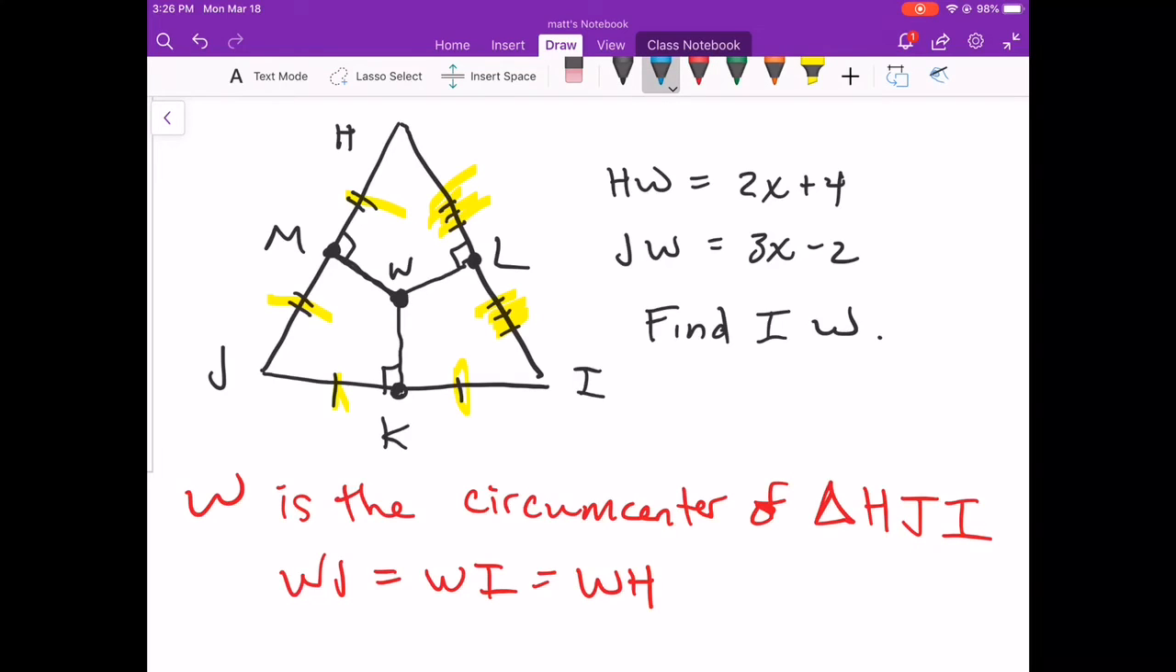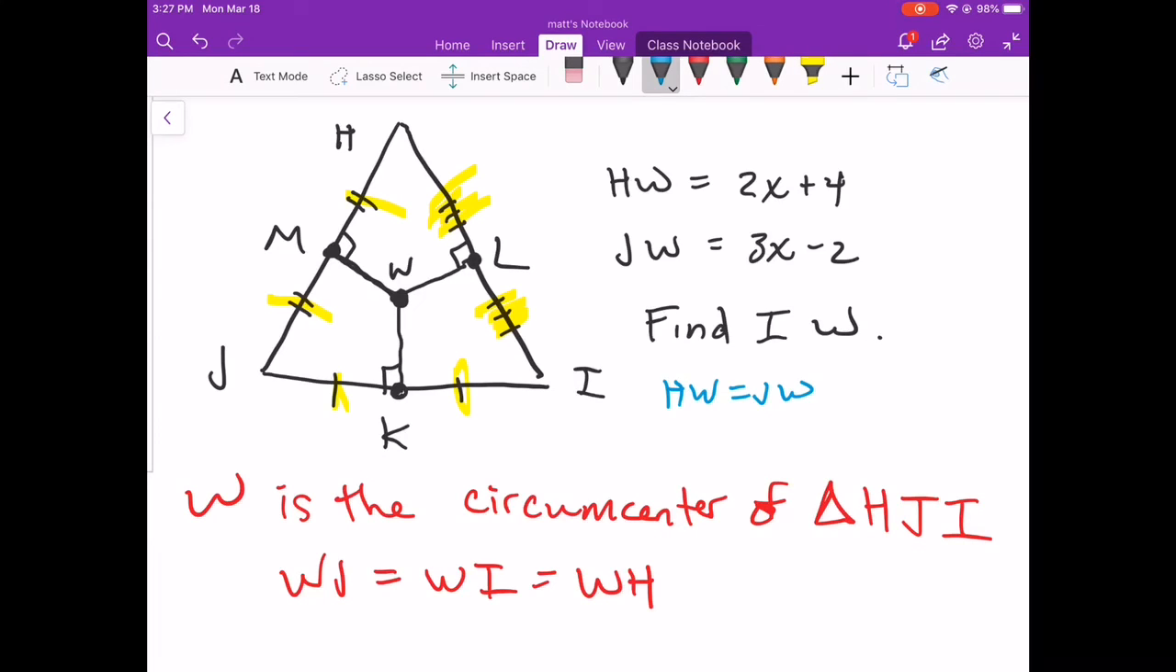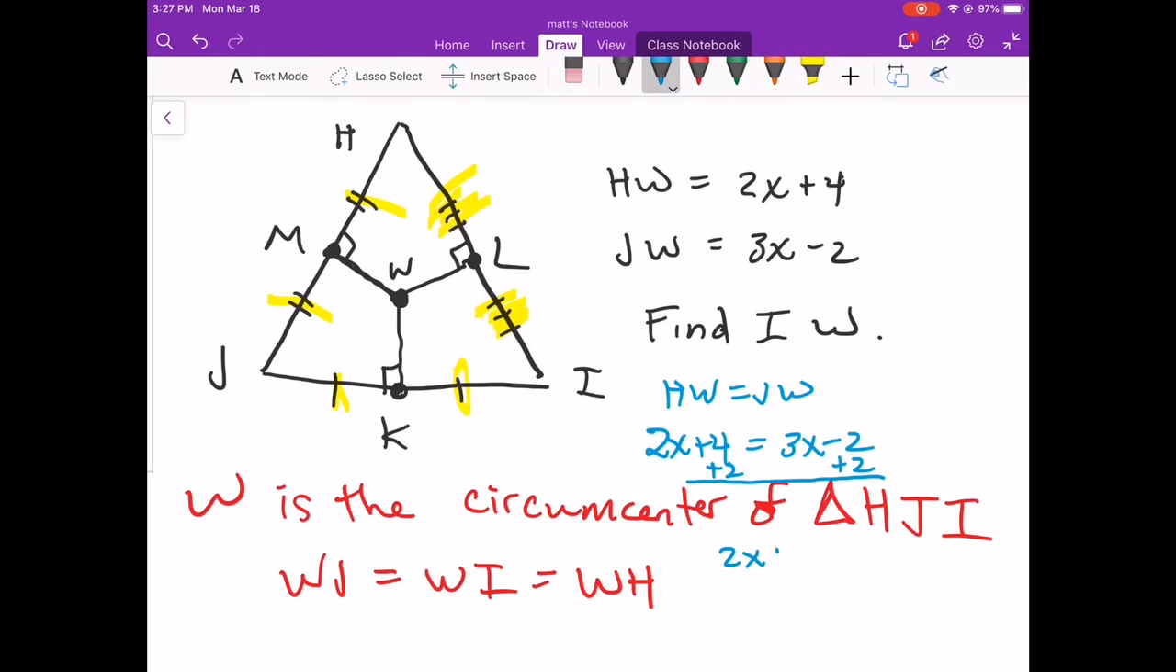All right, so we know that HW is the same as JW because the circumcenter is equidistant from the angles. So that means 2x plus 4 is 3x minus 2. So I'm going to just go ahead and solve this. Add 2 to both sides, and that's going to give me 2x plus 6 is equal to 3x. Subtract 2x from both sides, and 6 is equal to x. Now that's not my answer, but that is going to help me find my answer.